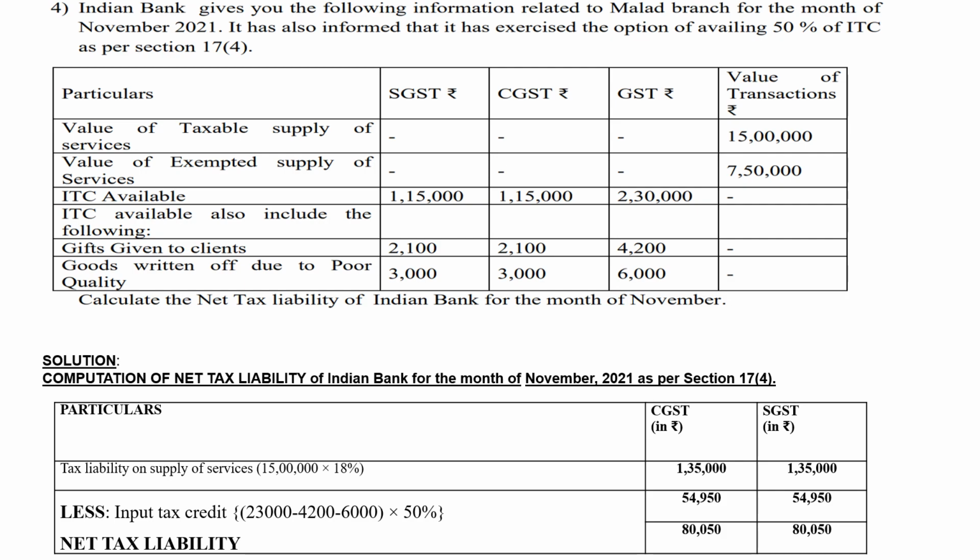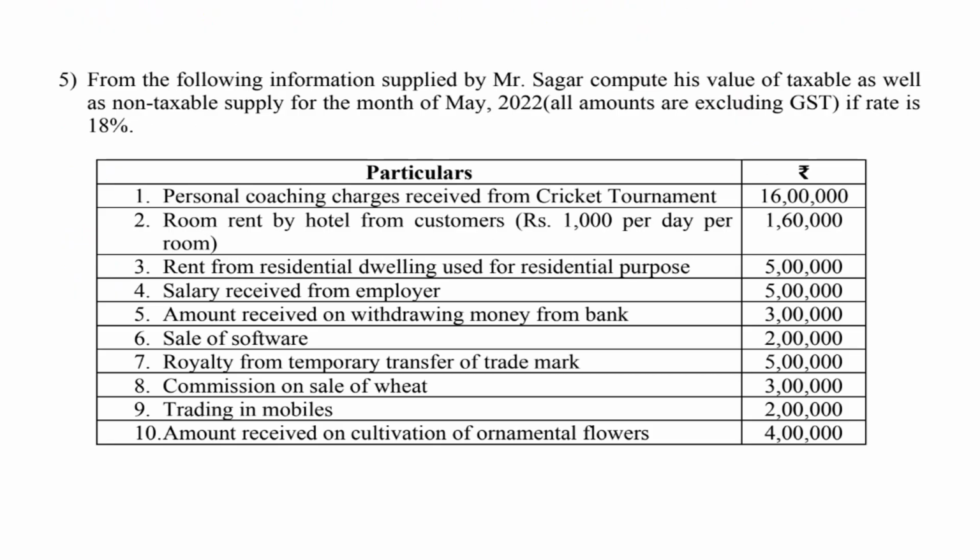Now let's see problem number 5. From the following information supplied by Mr. Sagar, compute his value of taxable as well as non-taxable supply for the month of May 2022. All amounts are excluding GST, and the rate is 18%. So following are the particulars.